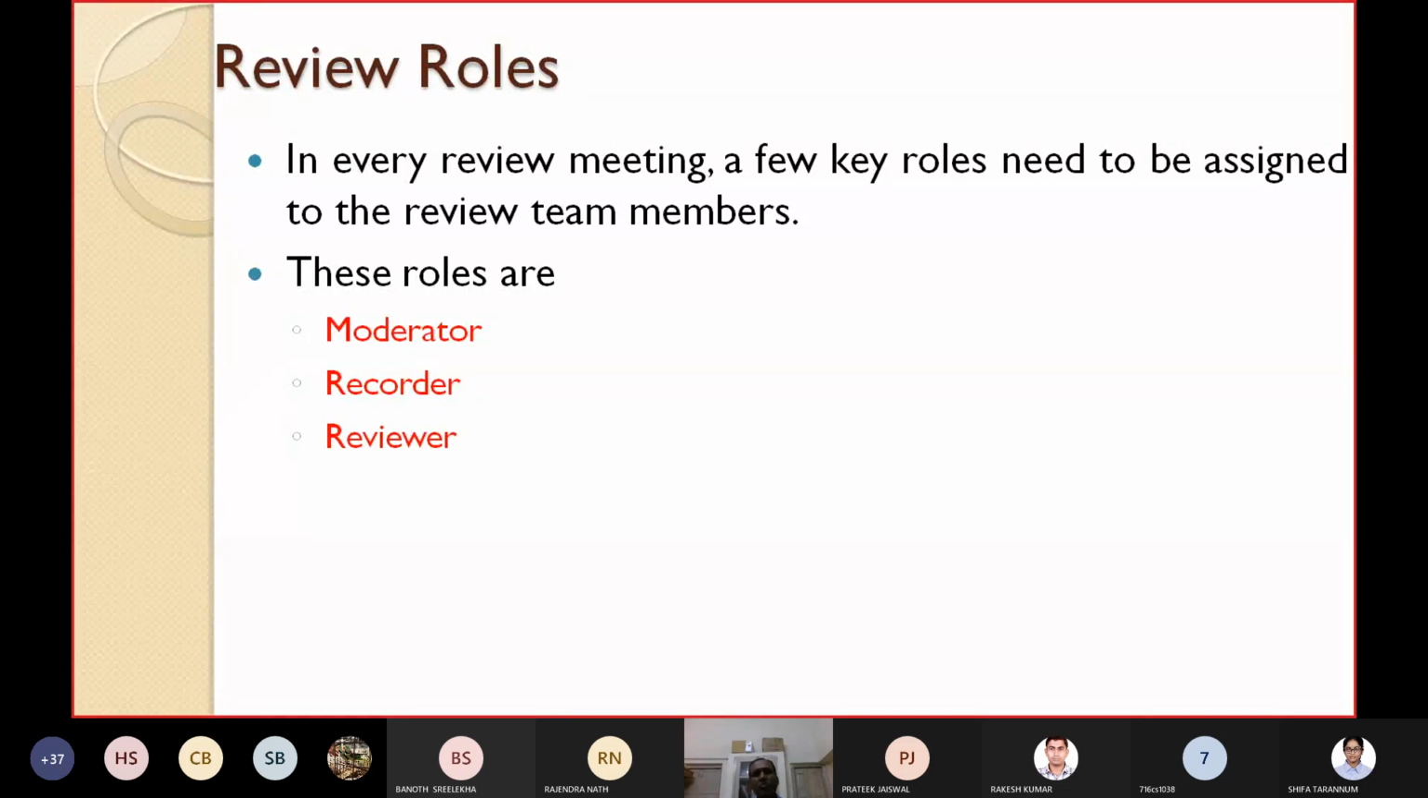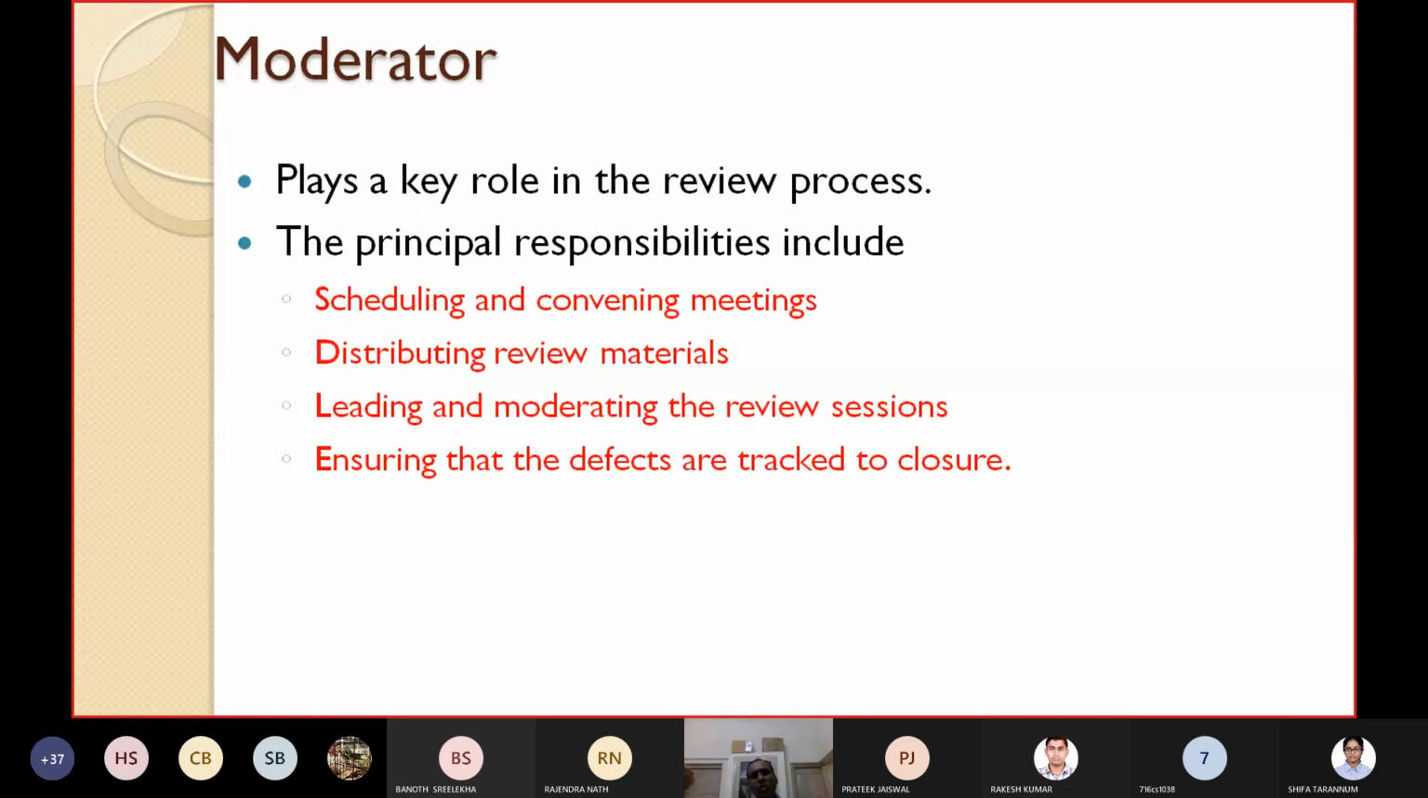Moderator. This responsibility is quite easy. The moderator plays a key role in the reviewing process. Just like in any meeting, or somewhere else where you are doing some group discussion, a moderator is required. So the moderator plays a key role in the review process. What are the responsibilities of the moderator? The principal responsibilities of the moderator include the following.